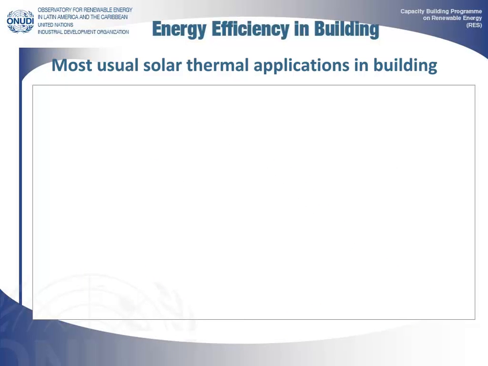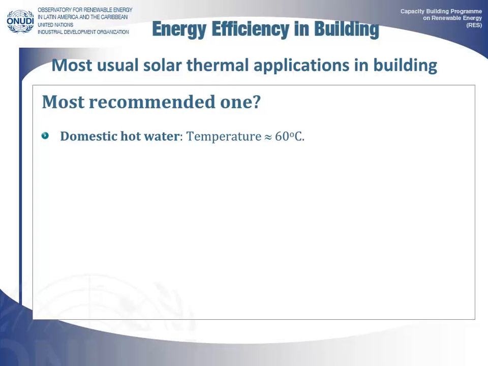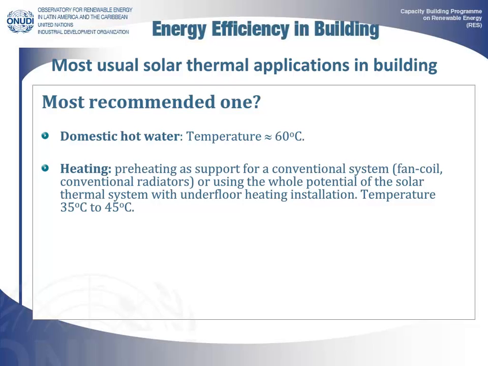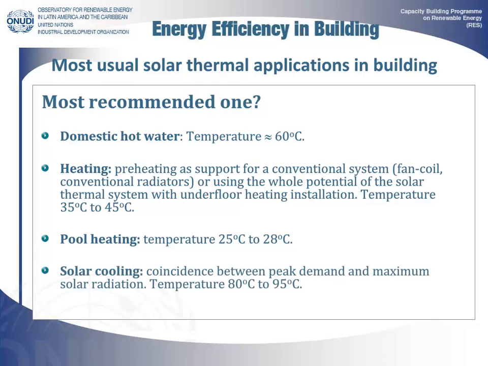The field of application of active solar systems is very broad, with important applications in industry as well as in other fields. The most usual thermal applications on buildings are domestic hot water with a working temperature of around 60 degrees Celsius, heating with temperatures ranging between 35 and 45 degrees Celsius, pool heating at around 26 degrees Celsius, and solar cooling with the highest temperatures, that is, over 80 degrees Celsius.